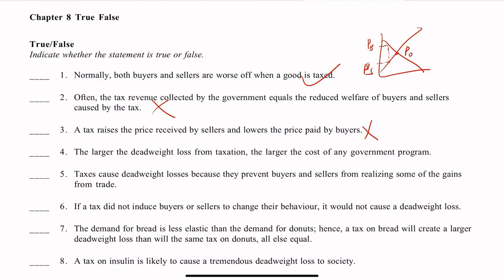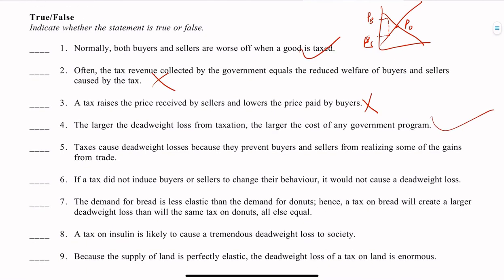The larger the deadweight loss from taxation, the larger the cost of any government program. I would say this statement here is not super rigorous. However, if you consider the deadweight loss as the only measure of the cost of a government program, then you could say this is correct.